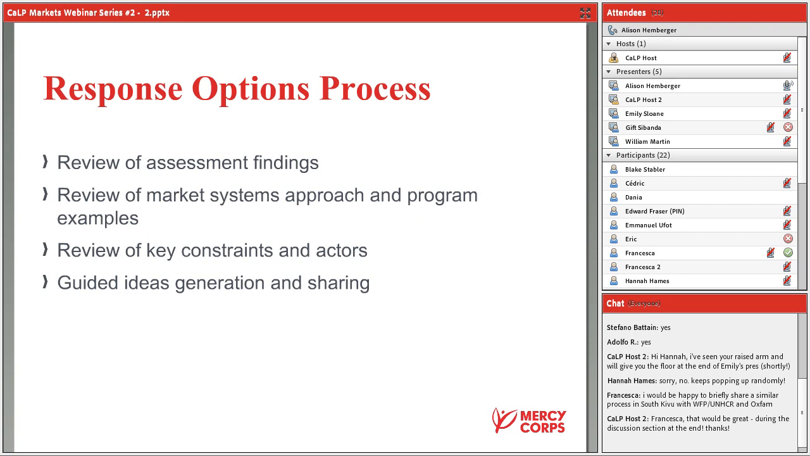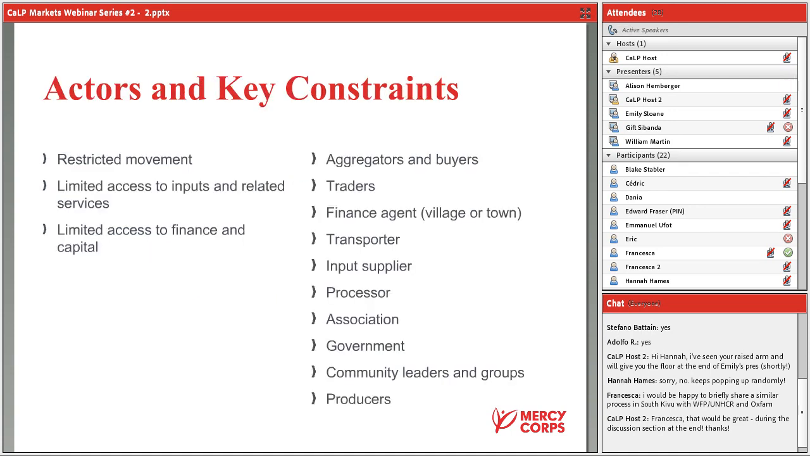So coming back to Nigeria, what was the process we went through for response options? We reviewed the findings from the assessment. We took a look at the market systems approach. We did a brief training at the kickoff workshop and a little bit of a refresher at the end. We reviewed the key constraints that we identified in the assessment and the key actors in the market system that we could potentially work with as partners. Then we used that to guide idea generation and sharing. We made it very much think big picture, be creative, there's no bad idea, because we're just trying to get at potential options, and then we can whittle it down from there.